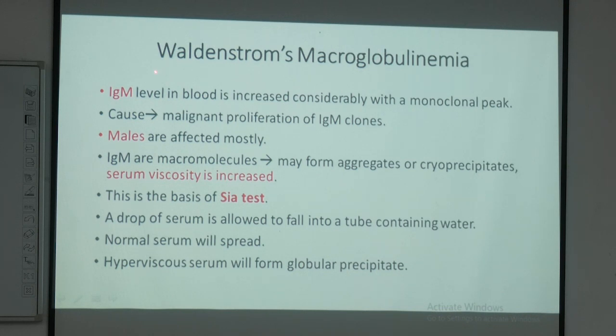And then we come to Waldenstrom's macroglobulinemia. So which one is the macroglobulin? The pentamer, that is IgM. So IgM is increased. It is due to malignant proliferation of the IgM plasma cell clones. Males are more affected. And if there is an increased amount of protein in the blood, the viscosity will increase. As there is more IgM, the viscosity will be increased, and this can be detected by Sia's test.